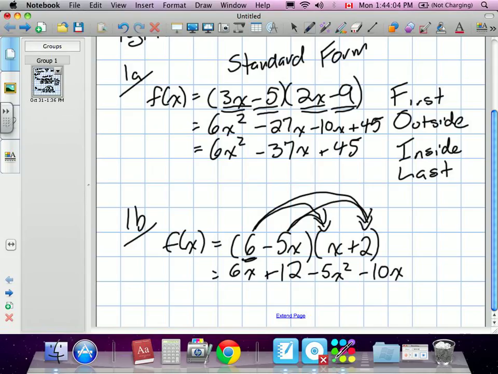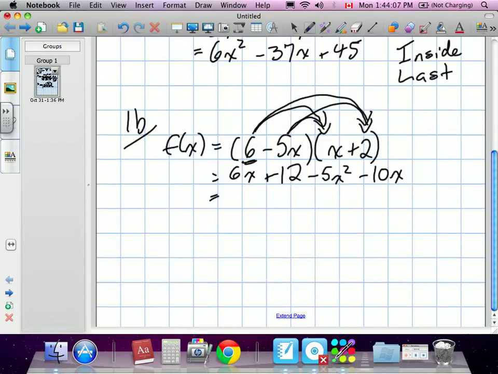I need to rearrange this, so I put the variable with the largest exponent first, followed by the next variables with the largest exponent, and then finally the constant. When we collect the like terms, 6x minus 10x will give us negative 4x plus 12.